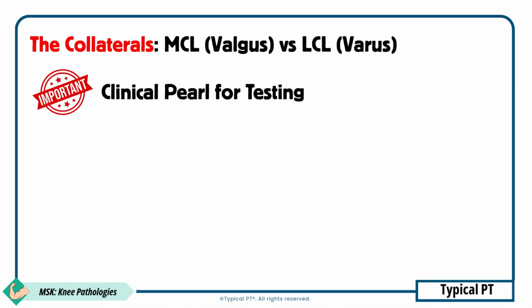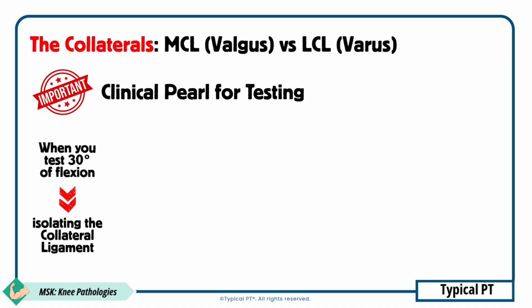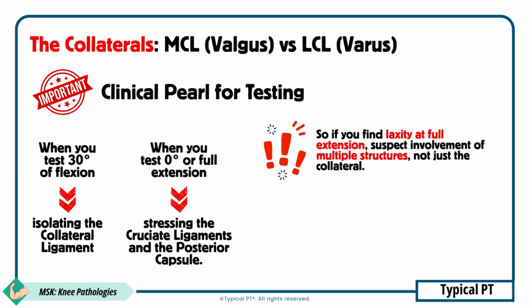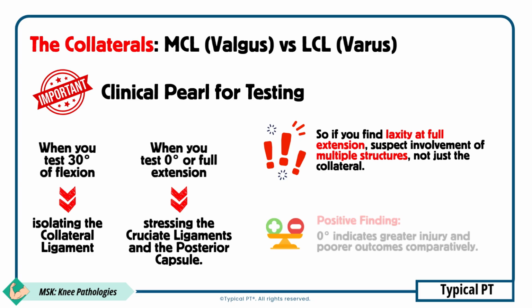Here's an important clinical pearl for testing. When you test at 30 degrees of flexion, you're isolating the collateral ligament. When you test at 0 degrees or full extension, you're also stressing the cruciate ligaments and the posterior capsule. So if you find laxity at full extension, suspect involvement of multiple structures, not just the collateral. A positive finding at 0 degrees indicates greater injury and poorer outcomes comparatively.